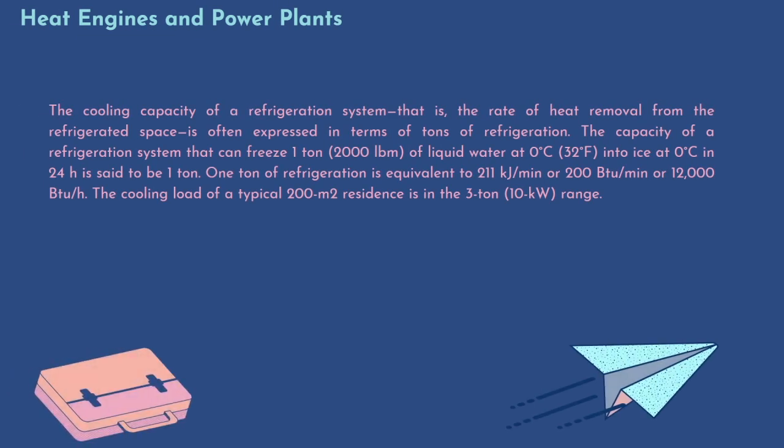The cooling capacity of a refrigeration system, that is, the rate of heat removal from the refrigerated space, is often expressed in terms of tons of refrigeration. The capacity of a refrigeration system that can freeze 1 ton of liquid water at 0 Celsius into ice at 0 Celsius in 24 hours is said to be 1 ton. 1 ton of refrigeration is equivalent to 211 kilojoules per min, or 200 BTU per minute, or 12,000 BTU per hour. The cooling load of a typical 200 m2 residence is in the 3 ton or 10 kilowatt range.